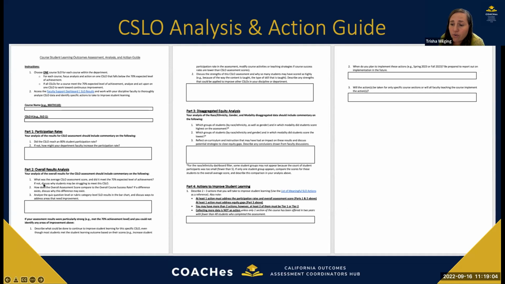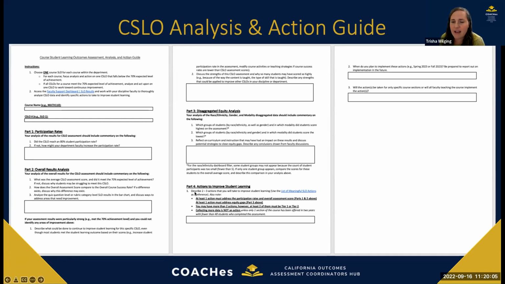And then, what was your overall results analysis? Did it meet our expected level of achievement? Did you find anything interesting as you compared the average assessment score to the overall course success rate? And then analyze that question level or rubric category level results and discuss ways to address areas that need improvement. But then also, if the assessment results were particularly strong, if they met that 70% expected level of achievement, what were some strengths that you noticed, right? Are those things that we can leverage in other courses or in other areas? Part 3 was to focus on equity. What were our highest and lowest performing groups? What were our highest and lowest performing modalities and genders, and then to really reflect on the curriculum and instruction that may have had an impact on these things, and discuss any potential strategies to close these equity gaps.